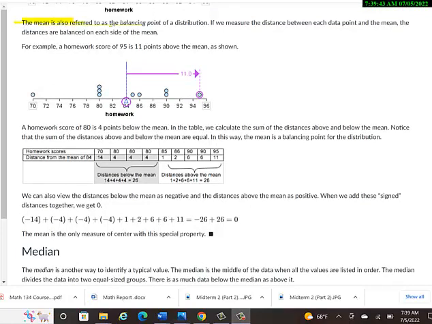The mean is also referred to as the balancing point of a distribution. If we measure the distance between each data point and the mean, the distances are balanced on each side of the mean. So I guess all the scores that were lower than 84, if you think about all their distances from 84 put together, it's the same as all the distances from 84 of the ones that are larger, if that makes sense. So for example, a homework score of 95 is 11 points above the mean as shown. So in this picture you see 84 here, and then the 95 score she got here. They're 11 units away from each other.